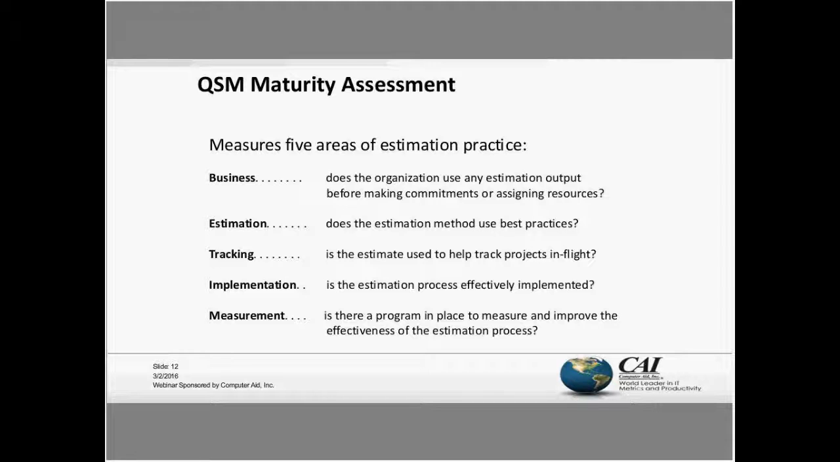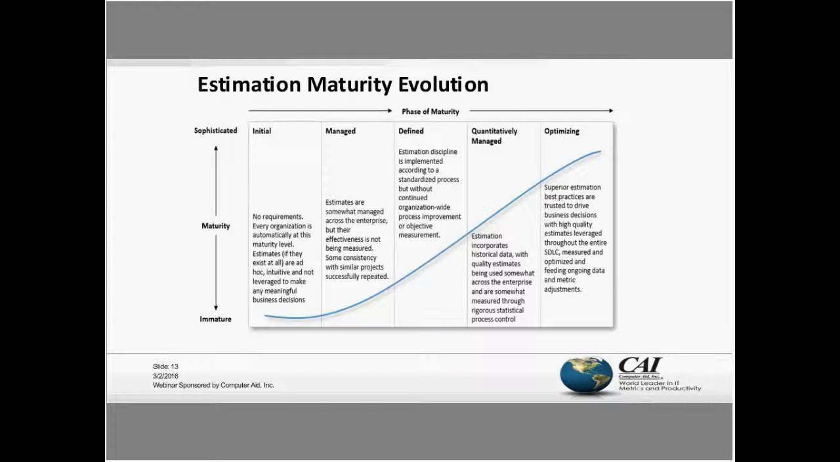So this is what our maturity scale looks like. You're probably familiar with the five levels of maturity, from initial to optimizing, from other process domains like the CMMI. Most organizations start at the initial immature state, where estimation is ad hoc and not used to make meaningful business decisions. In the next level, estimates are somewhat managed, but not with great consistency. By the defined stage, we have standardized estimation processes in place, but they're not being coupled with an organization-wide improvement program. And by the time we get to the higher levels of maturity, we're incorporating industry best practices like using historical data and implementing statistical process control concepts to support our business decisions and leveraging metrics-based feedback loops to improve the overall process.